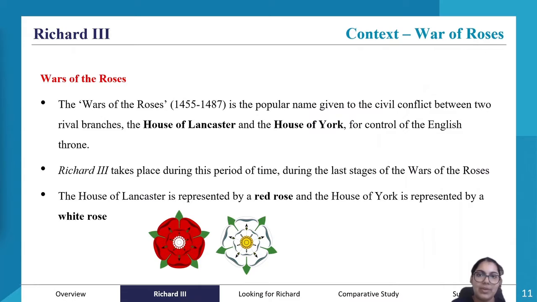Other Shakespearean plays, like King Henry IV Part 1, also link back to all of this, but that happens way earlier on. So if you're studying King Henry IV Part 1 for Module B, you'll find some similarities, or contextual Easter eggs, surrounding the early stages of the war. But Richard III itself takes place just before the end of the war. The House of Lancaster is represented by a red rose, and the House of York by a white rose.